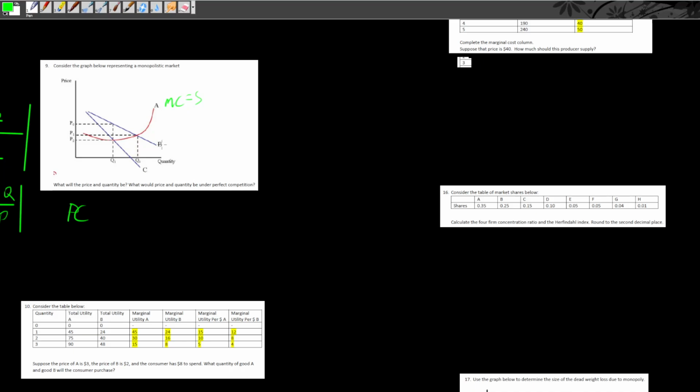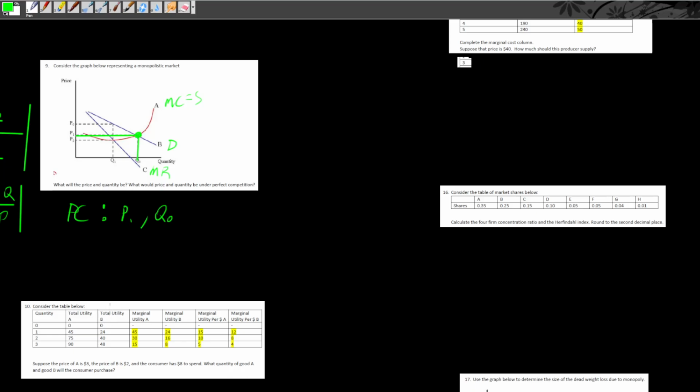The two downward sloping curves are the demand curve and the marginal revenue curve. Because for the monopolist, the demand curve and the marginal revenue curve aren't the same thing. Marginal revenue lies below the demand curve. But if this market were perfectly competitive, the outcome would be where supply is equal to demand. So the outcome would be this point right here. So we would have P1 and Q0.